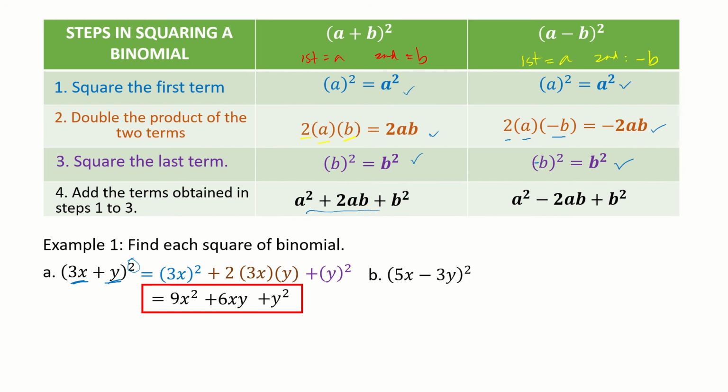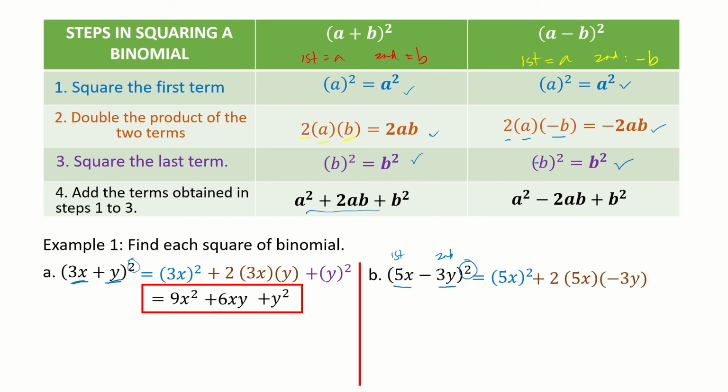Now let's try another example. We have letter b here, which is the square of 5x minus 3y. The entire polynomial is raised to a power of 2, and it is a binomial, with a first term and a second, or last, term. But what makes it different from A? A is plus, B is minus. Same steps. First step is to square the first term, so the square of 5x. Next step, 2 times the first term times the second term. So 2 times 5x times negative 3y.